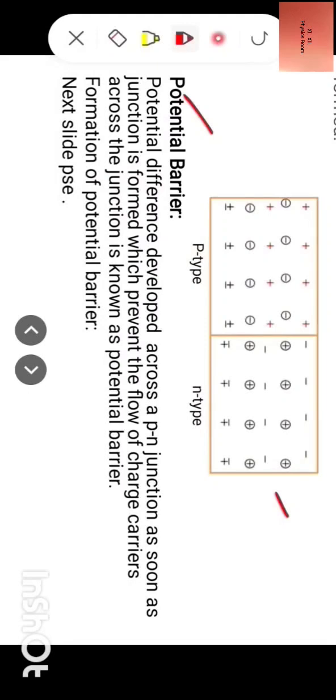Potential difference developed across a p-n junction as soon as the junction is formed, which prevents the flow of charge carriers across the junction, is known as potential barrier. Now, how is potential barrier formed? Let us try to understand what actually happens at the junction.